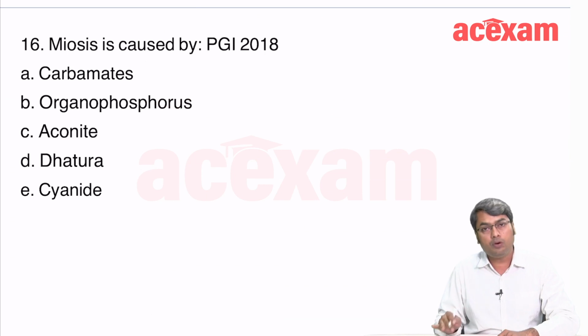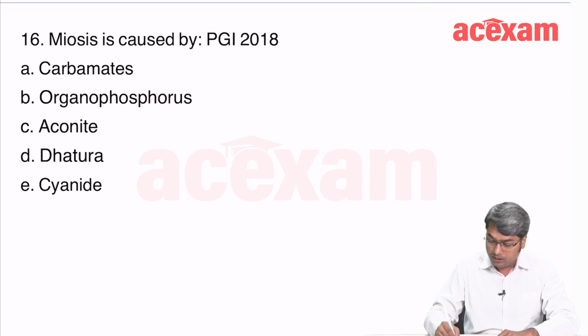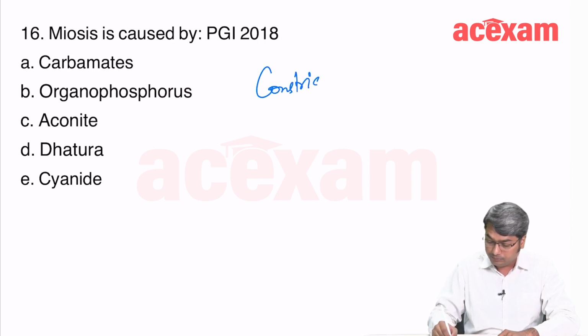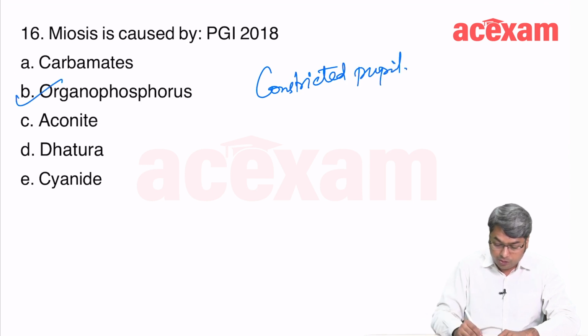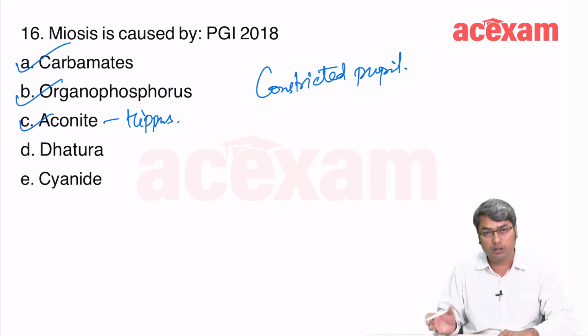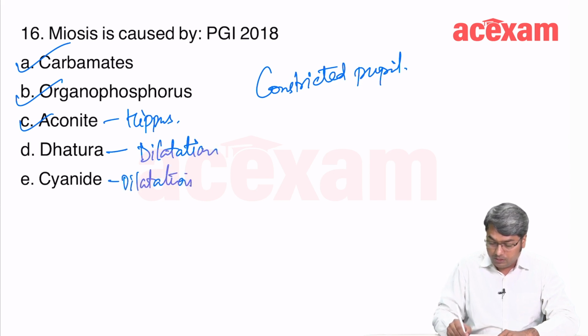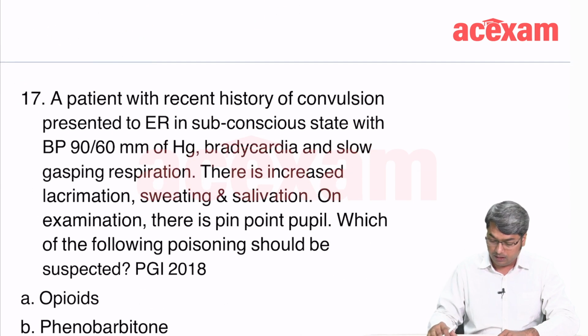Miosis is caused by, we have to know the list of poisons which produce miosis. Miosis is pinpoint pupil or constricted pupil. Miosis is produced by organophosphorus, it is produced by carbamates, both are insecticides, and it is produced by aconite, where we have hippus, alternate dilatation and constriction. Datura produces pupillary dilatation and cyanide also produces pupillary dilatation. So, A, B, C are the correct answers.